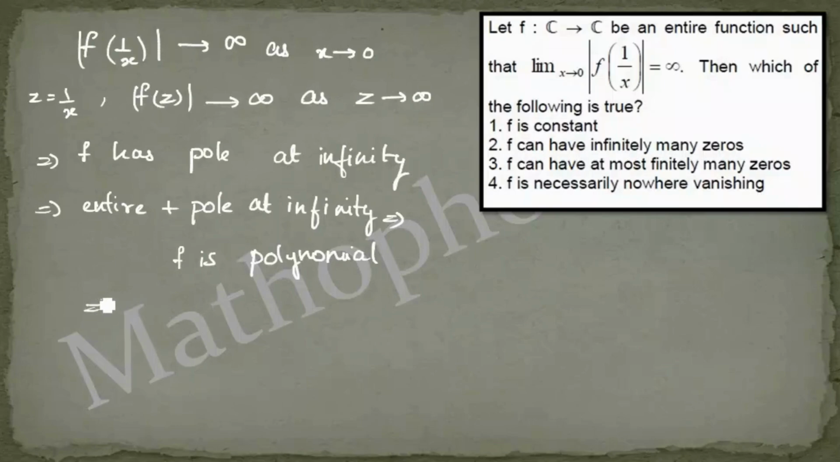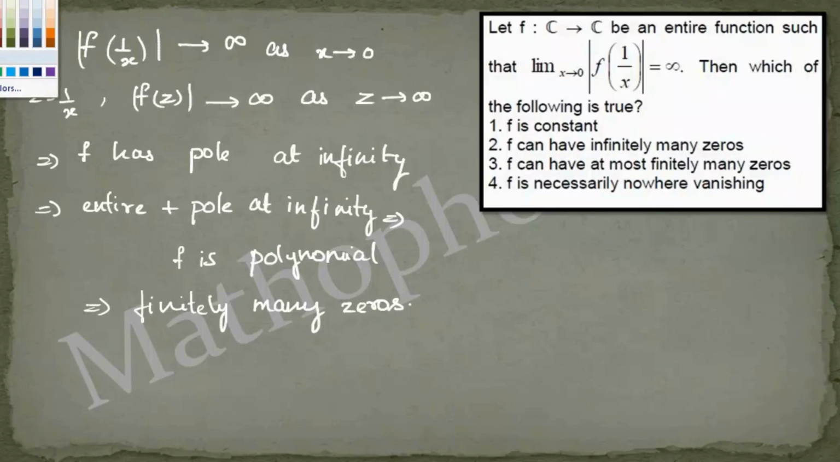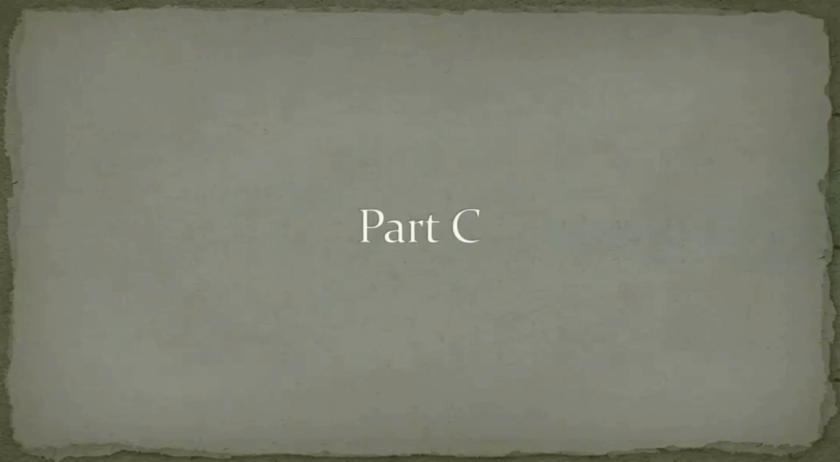So therefore, a polynomial has finitely many zeros. So therefore the correct answer is option 3, at most finitely many zeros. So option 3 is correct. Let's look at the Part C questions next.